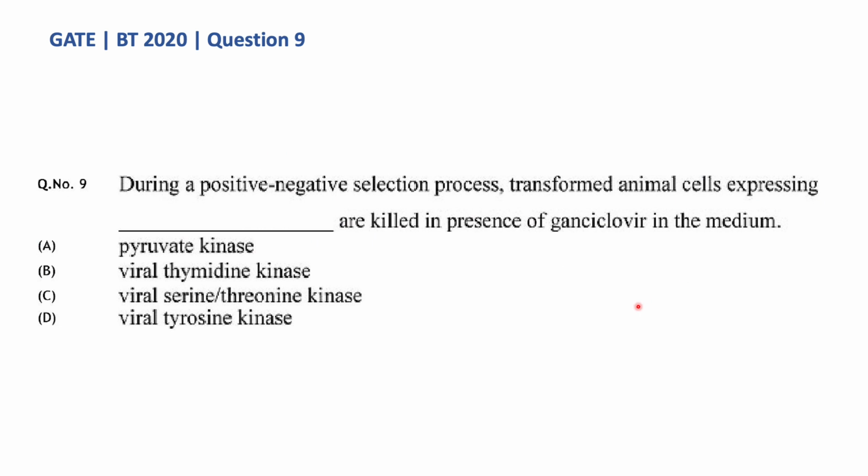Hello all, let's look at question number 9 from GATE Biotechnology 2020 paper. So the question is, during a positive negative selection process, transformed animal cells expressing what are killed in the presence of ganciclovir in the medium. So option A, pyruvate kinase, option B, viral thymidine kinase, option C, viral serine or threonine kinase, option D, viral tyrosine kinase.